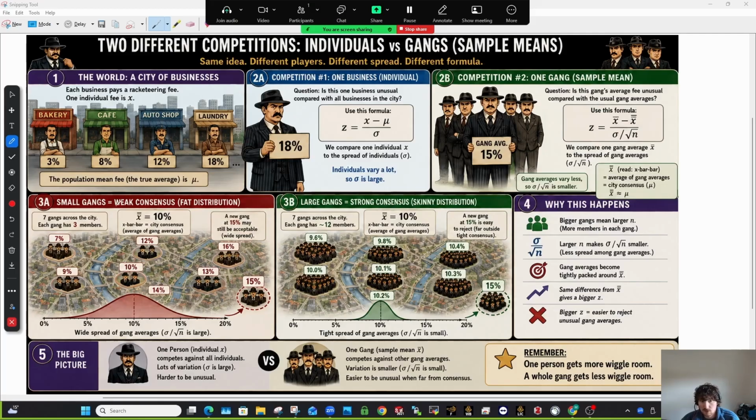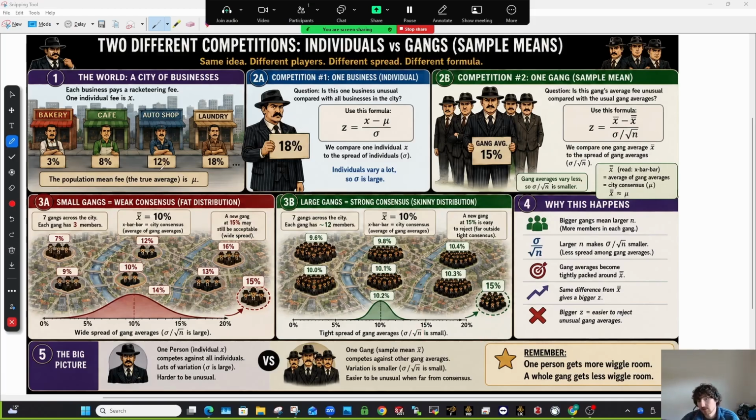This is what I'm showing here in an infographic. When the sample size is quite large, when n is big, there's very little wiggle room for a variation like 15%. But if the sample sizes are small, they don't have such a strong consensus, if that makes sense. So a new gang at 15% looks a little less unusual, whereas when they're all a large sample size like this, 15% looks very unusual. That's to do with, as you can see here, this one being more spread out, and this one more tightly packed together. That's because of the root n on the bottom, okay? Hopefully that makes sense to people.